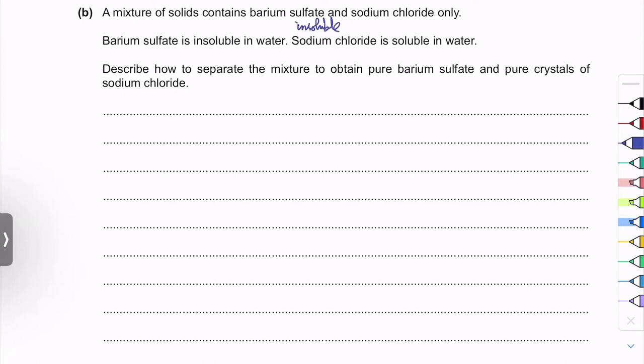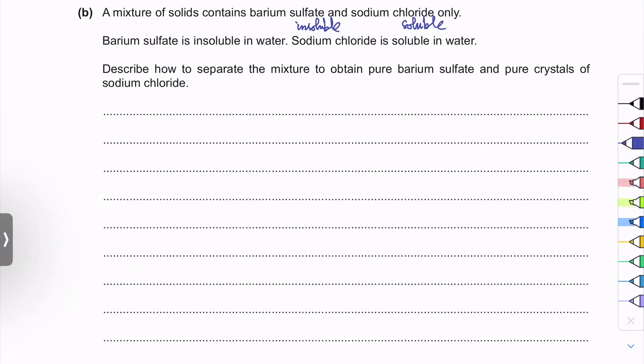I've told you, you have to read between the lines. You have to read them and then you have to refer to what you know already before you even start to answer the question. And sodium chloride, which we already know is soluble. Okay, barium sulfate is insoluble. Oh, Shabs ne bata bhi diya. Sodium chloride is soluble in water. Describe how to separate the mixture.